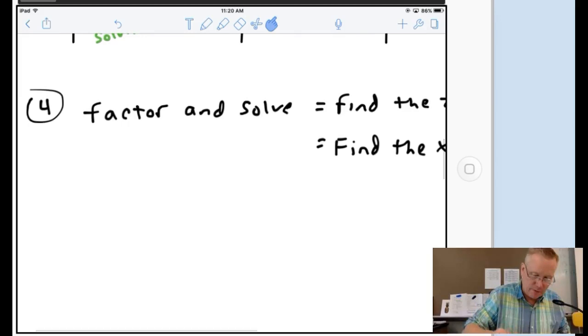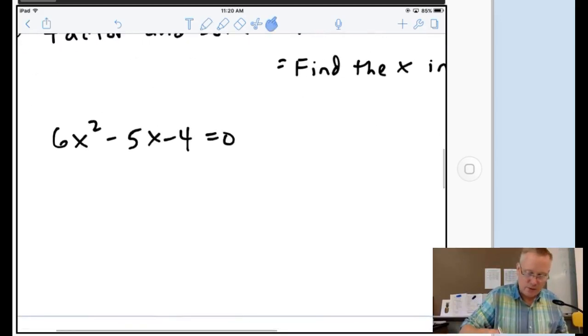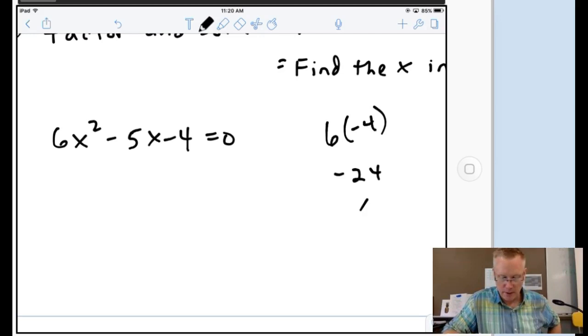The equation that I'm going to be factoring and solving is this one, 6x squared minus 5x minus 4 equals 0. I'm going to factor and solve it. This one's different because I got that 6 right in front of the x squared, which makes it more difficult. So I'm going to go a times c, which is negative 24. And then I'm looking for the factors of negative 24 that add up to negative 5.